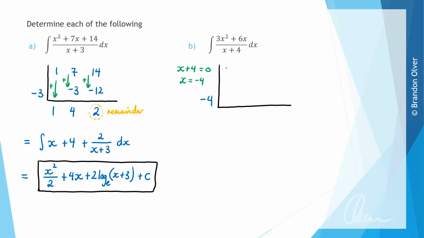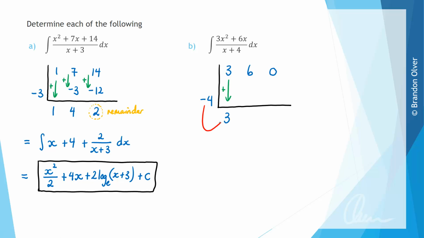And then we're going to put the coefficient of x squared here, so 3. And then we're going to have the coefficient of x here, which is 6. And then we're going to have the constant term, which is technically 0. So remember to put that in that third column. And now that we've got that set up, we start by adding down the first column. So that will give us 3.